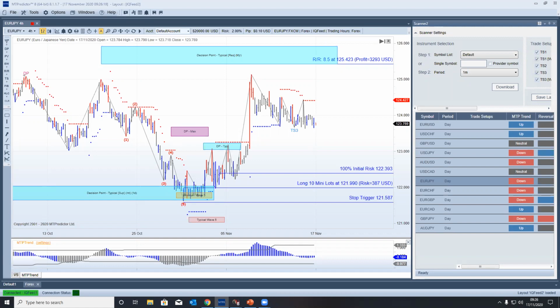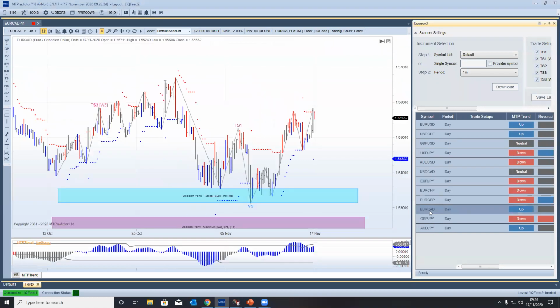Some other markets I thought of interest on the currencies. I was looking at the Euro Canadian dollar here.